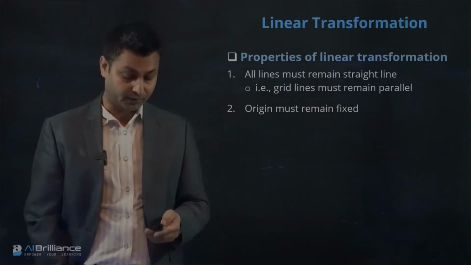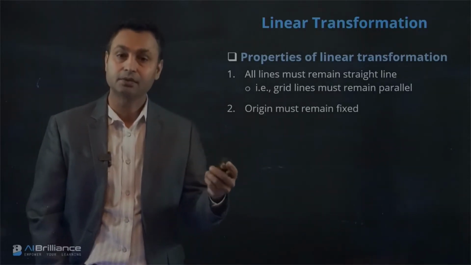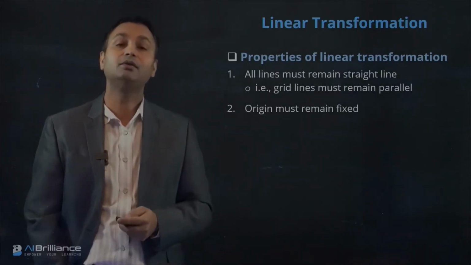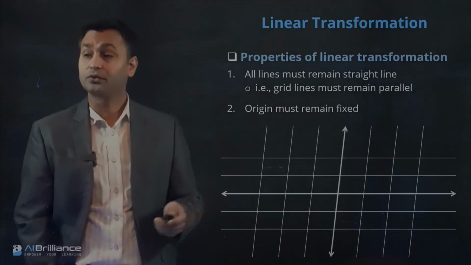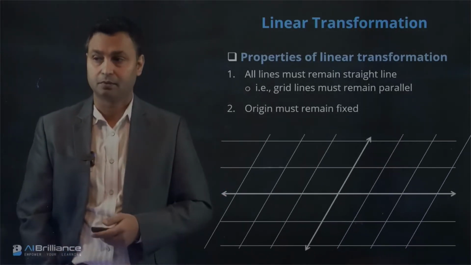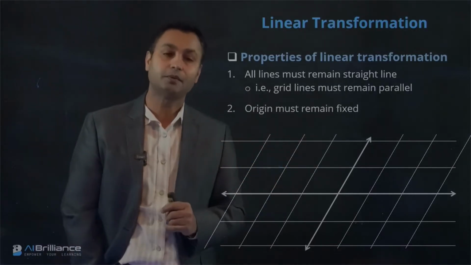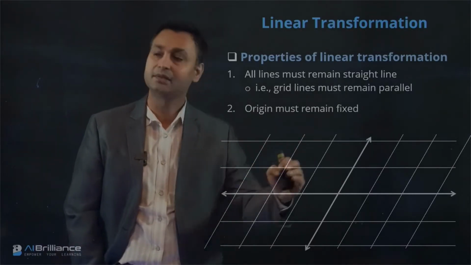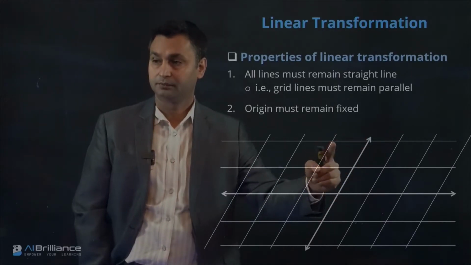That remains fixed. So if a transformation satisfies these two conditions, then you have a transformation which is known as a linear transformation. Again, the one that I simulated before, when we perform the transformation of the initial axis, you can see the lines are still parallel to each other, right?